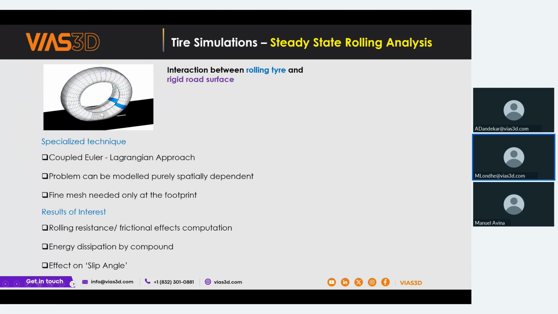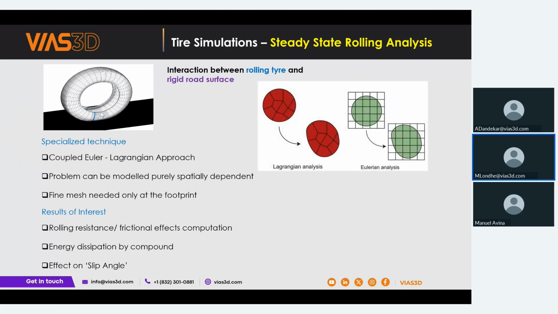So just briefly, to understand what Lagrangian and Eulerian mean: in the Lagrangian approach, your mesh deforms along with the material, but in the Eulerian case, your mesh remains undeformed and the material flows through that mesh.